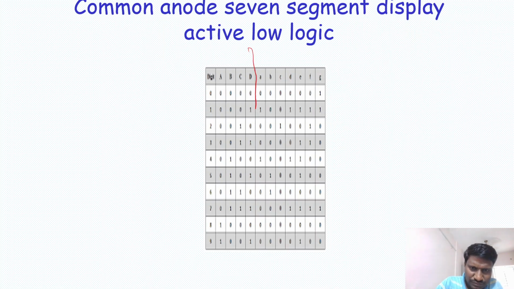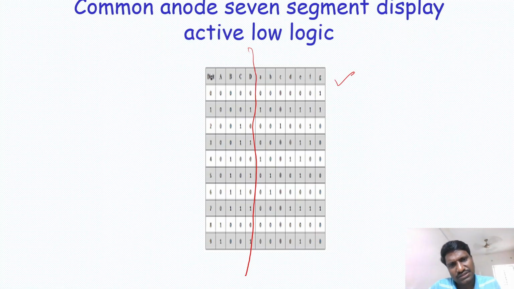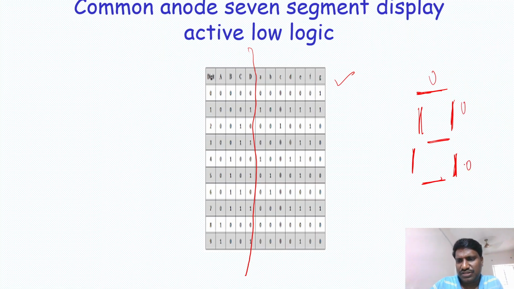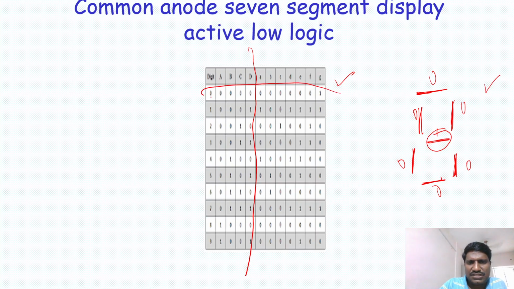Similarly, for common anode, ABCD is given to you, and the outputs a to g are active low logic. So to glow a, I should give 0. Give 0 here, 0 here, 0 here, and 1 here so that it will not glow. Where the segment glows, it is 0.